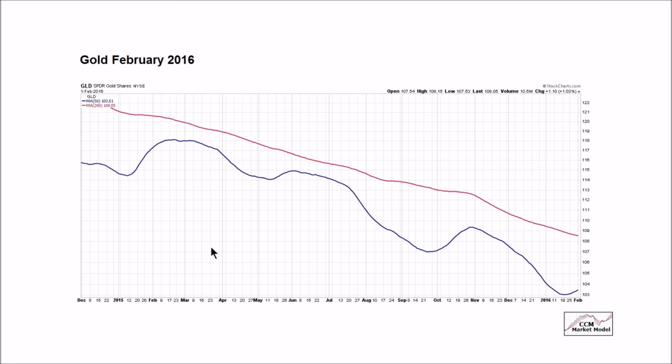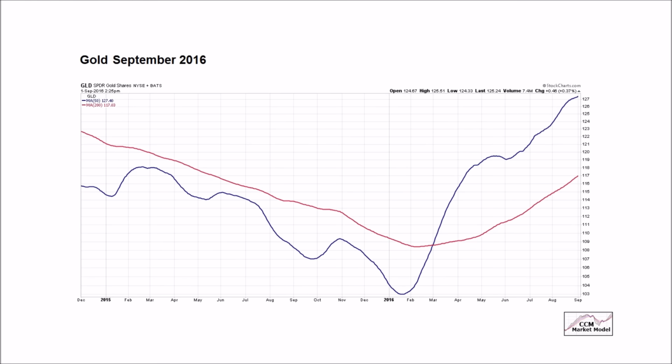Let's look directly at the yellow metal, gold. Not a particularly attractive long-term trend here. However, at this point, some of the shorter term things tracked by the CCM market model were starting to improve, and that's why we did buy gold in February of 2016. Have the longer term inputs to the model improved since then? As you might imagine, the answer is yes.